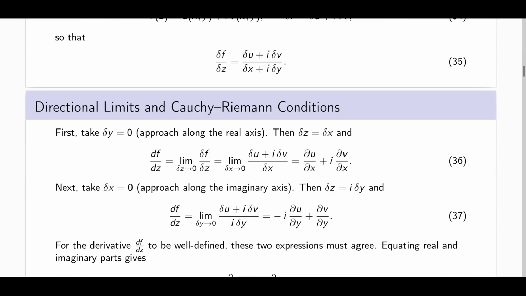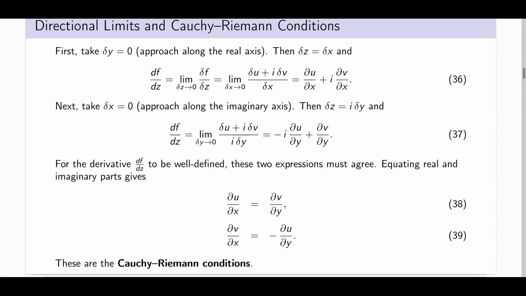When we express a complex function in terms of its real and imaginary parts, comparing the limit along the real axis with the limit along the imaginary axis leads to a remarkable conclusion. The two parts must satisfy a pair of strict compatibility conditions. These are the Cauchy-Riemann equations.